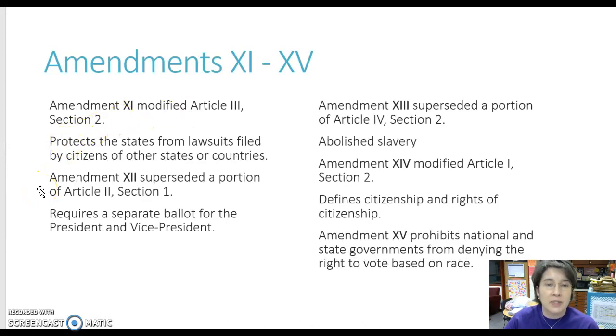Amendment number 12 superseded a portion of Article 2, Section 1. It requires a separate ballot for the president and vice president. There was some trouble with that right off the bat.